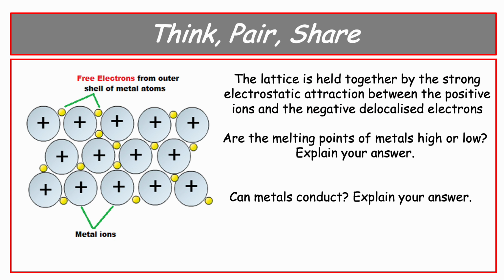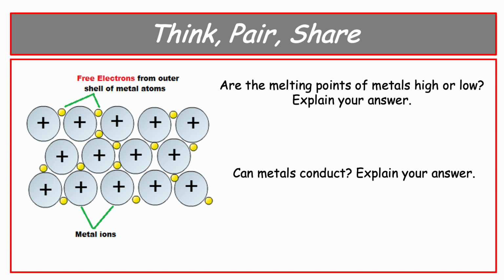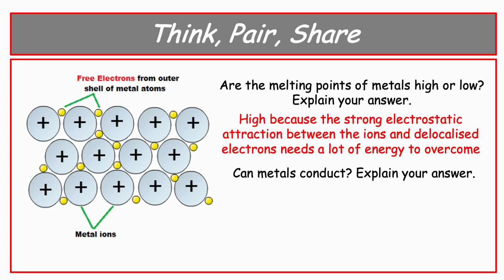So if we've got a strong electrostatic force of attraction between positive ions and a sea of delocalized electrons, we know the melting point of all metals is going to be high. And the reason is that there is our strong, so we're just putting in our definition again, which is why it's really key to make sure you learn those yellow boxes, because we've got a strong electrostatic attraction between the positive metal ion and our negative delocalized electron.